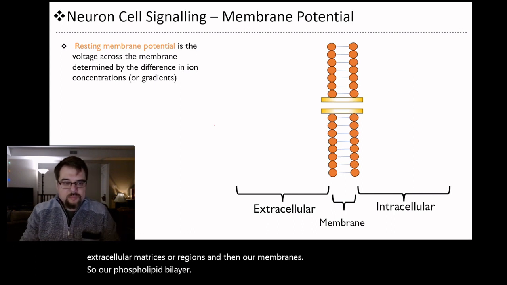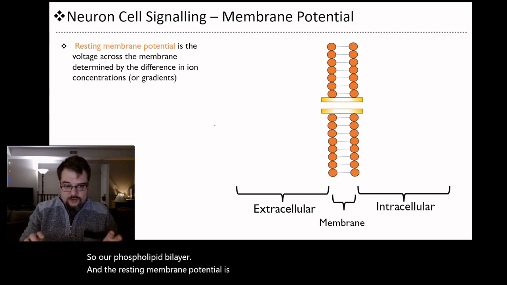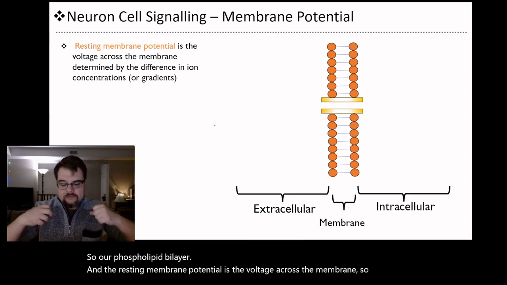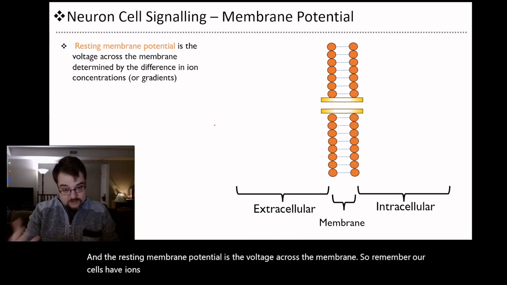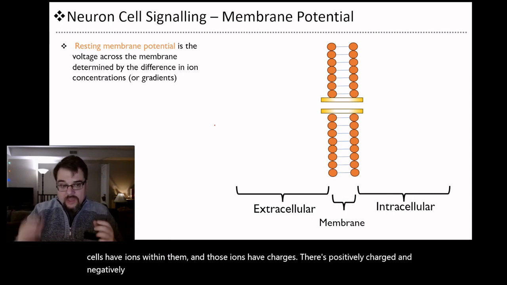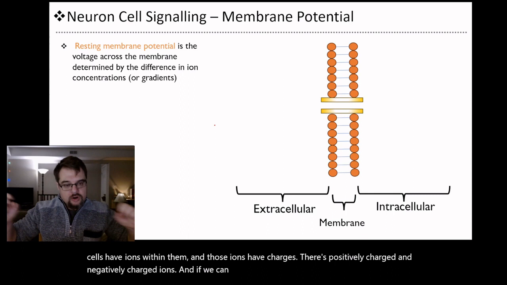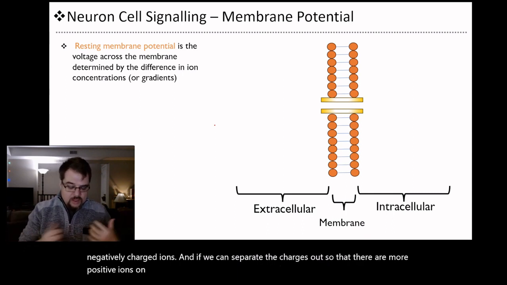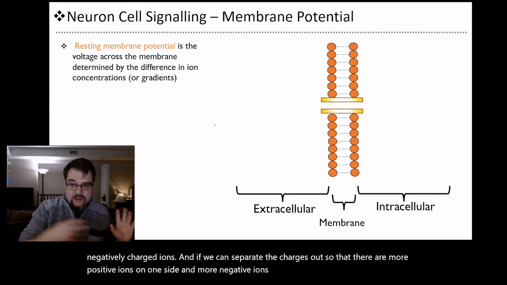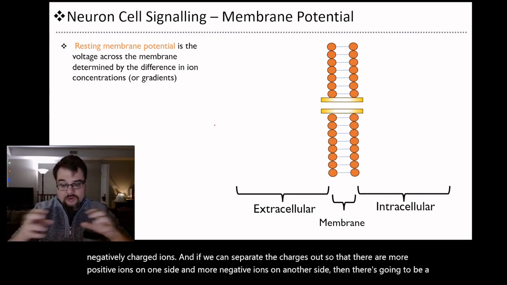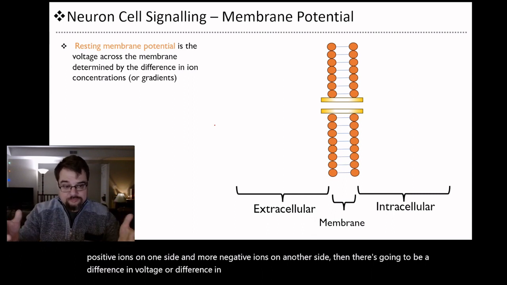And the resting membrane potential is the voltage across the membrane. So remember, our cells have ions within them, and those ions have charges. There's positively charged and negatively charged ions. And if we can separate the charges out so that there are more positive ions on one side and more negative ions on another side, then there's going to be a difference in voltage or difference in potential.